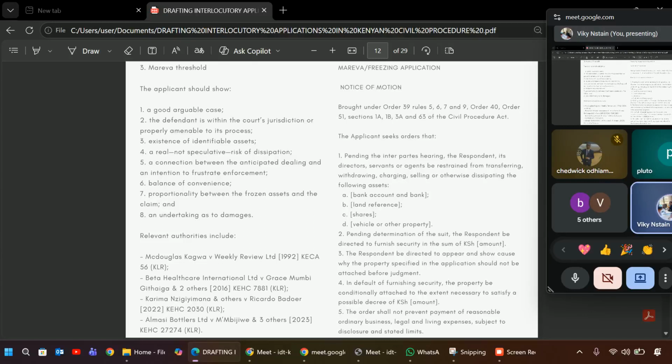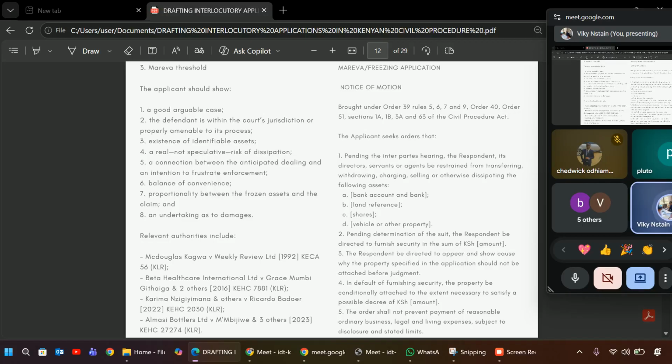Now the applicant will seek the following orders. 1. That pending the inter-parties hearing, the respondent, its directors, servants, or agents be restrained from transferring, withdrawing, charging, selling, or otherwise dissipating the following assets. Why are we listing the assets? Because it is one thing that we must show. We must indicate the exact asset that we are afraid of.